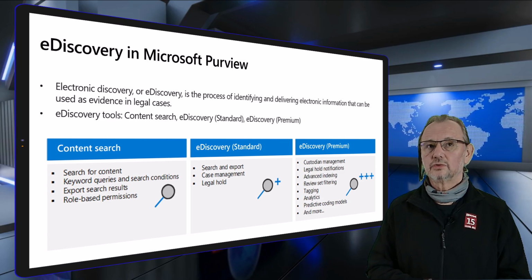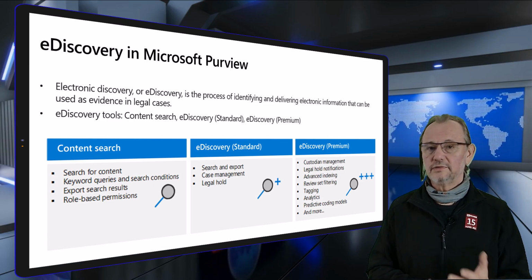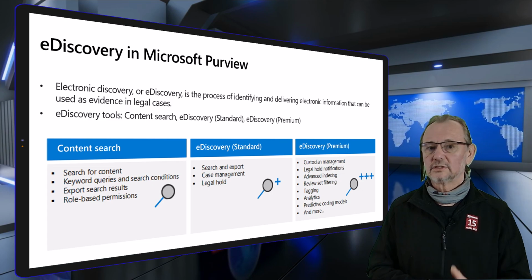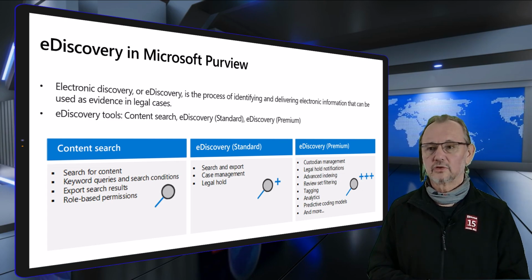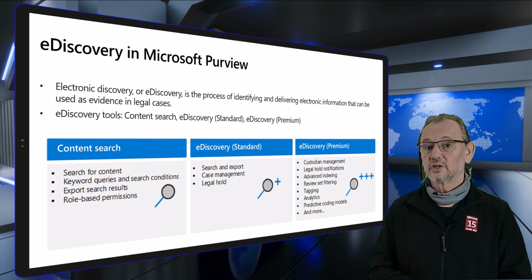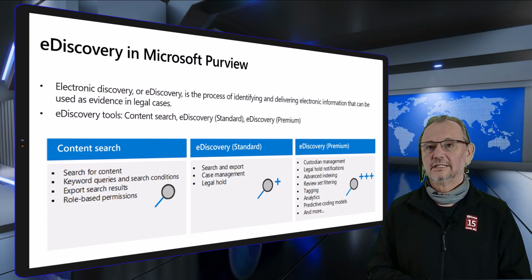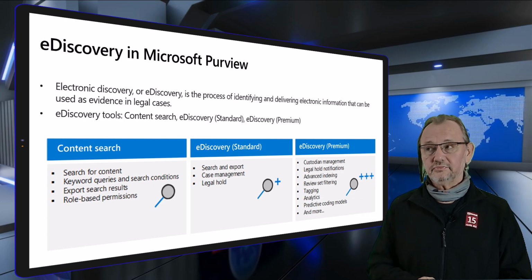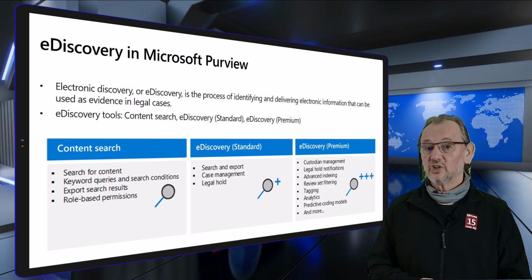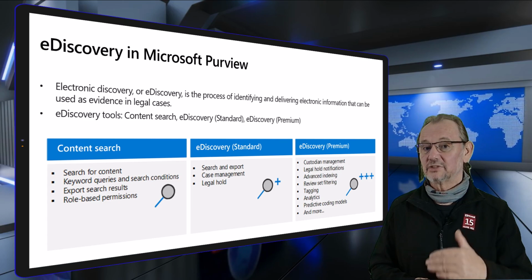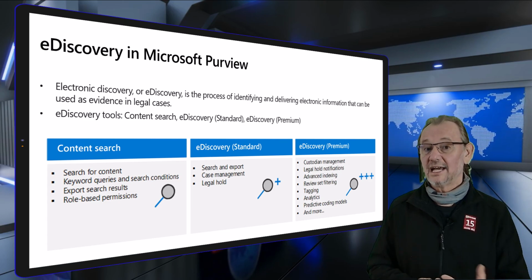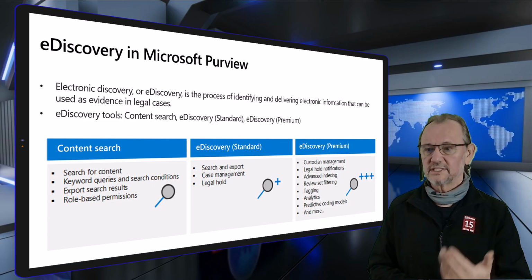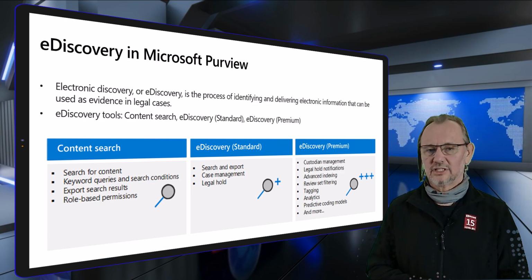It allows you to collect and copy data into a review set, and you can filter, search, and tag content, so you can identify and focus on content that's most relevant. The e-discovery Premium solution provides analytics and machine learning based predictive coding modules to further narrow the scope of your investigation to the most relevant content.